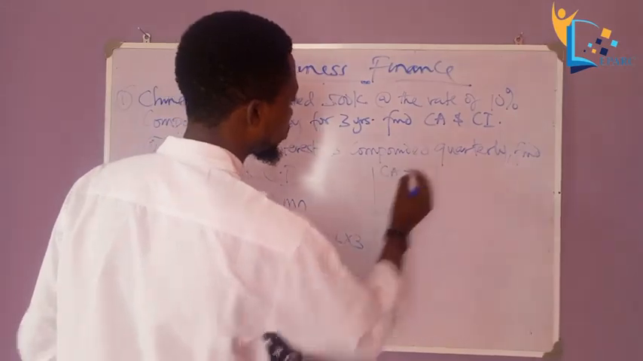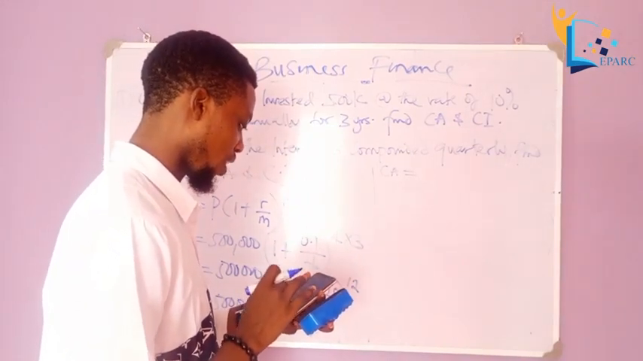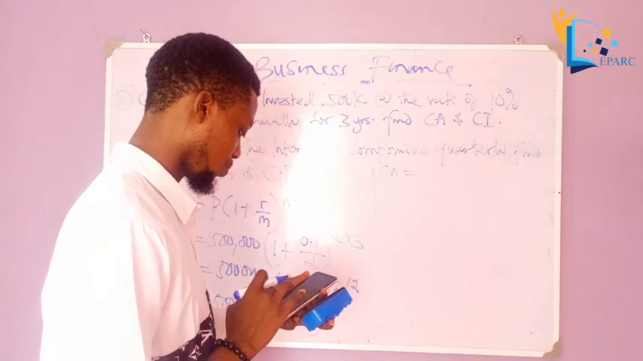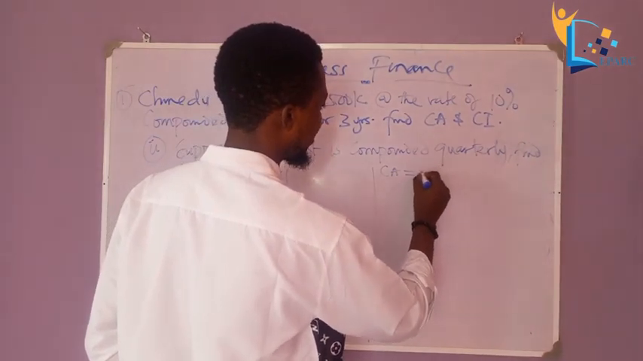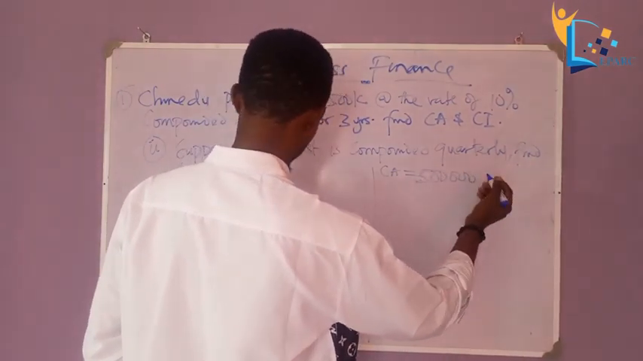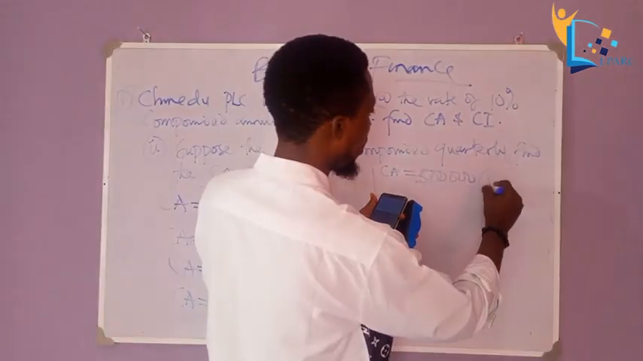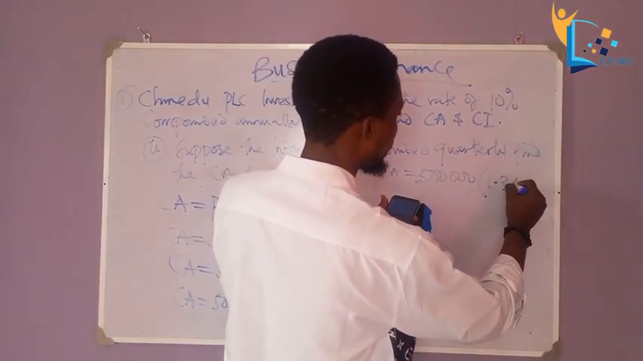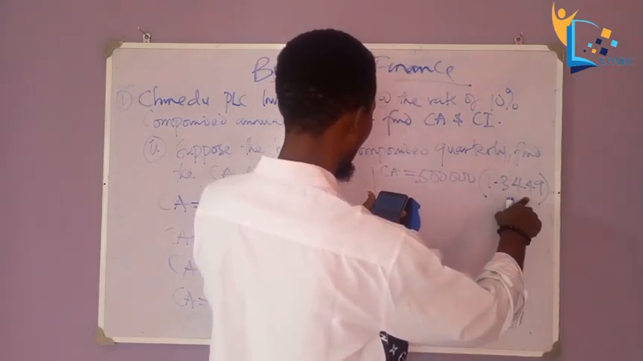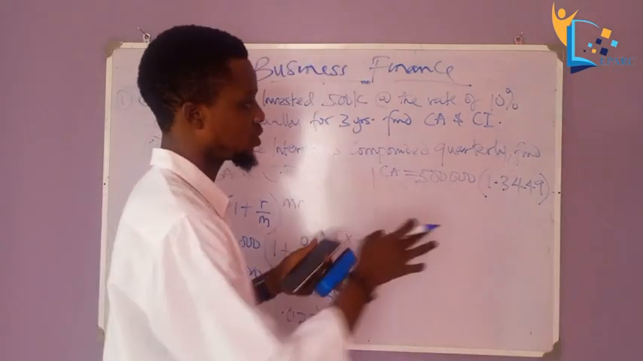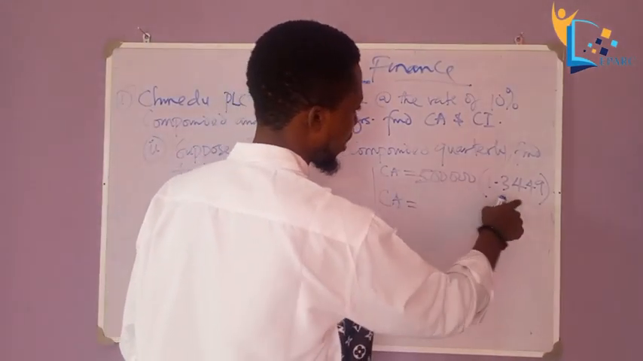So let's continue here. 1.025 raised to power 12 will give us 1.3449 to 4 decimal places. I rounded off to 4 decimal places. So CA is equal to 500,000 times this.